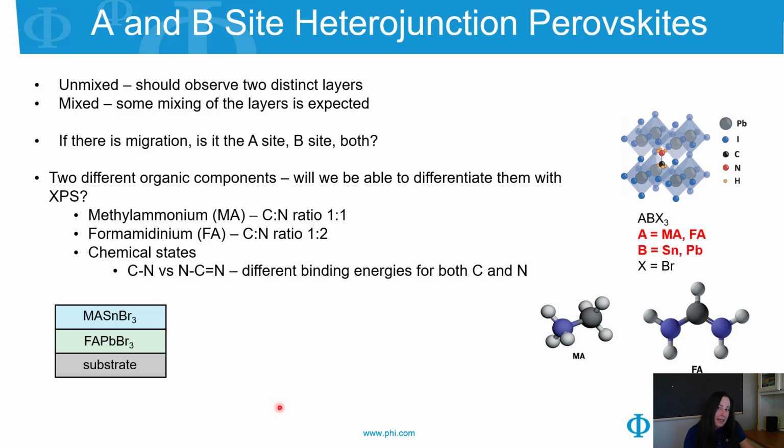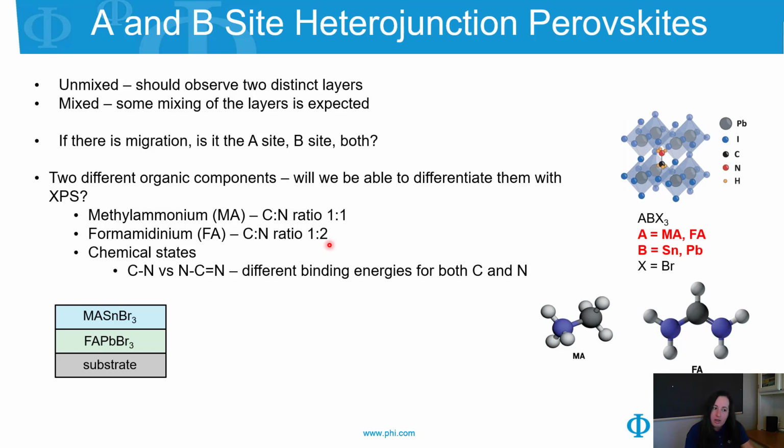With changing out the organic component for another organic component, that's a little more complicated. So methylammonium is shown here, has 1 carbon, 1 nitrogen, and formamidinium is shown here. So the question is, will we be able to differentiate these two molecules with XPS? And I believe, yes, we will be able to. In methylammonium, the carbon-nitrogen ratio is 1-to-1, and in the formamidinium, it's 1-to-2. So we should be able to see that.